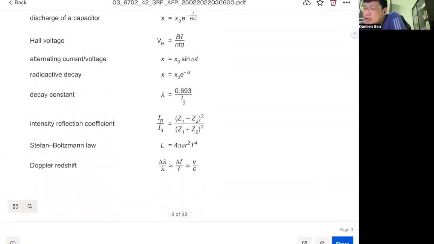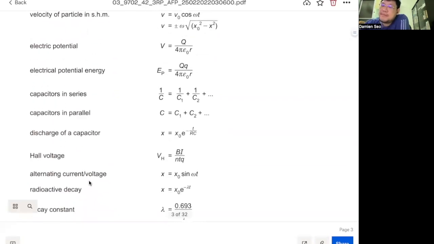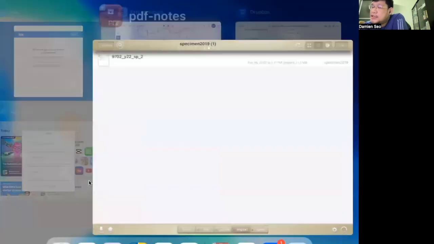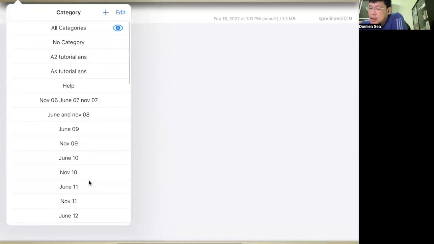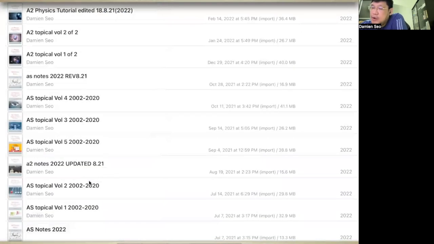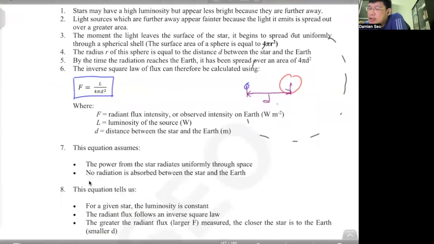But you see, this radiant flux intensity is not given. What is given is the Stefan-Boltzmann law and the Doppler redshift. All right, so it's not given. I don't know, that's bad news for you a bit. There's no formula for that, so you've got to memorize it yourself. Okay, so remember this formula.